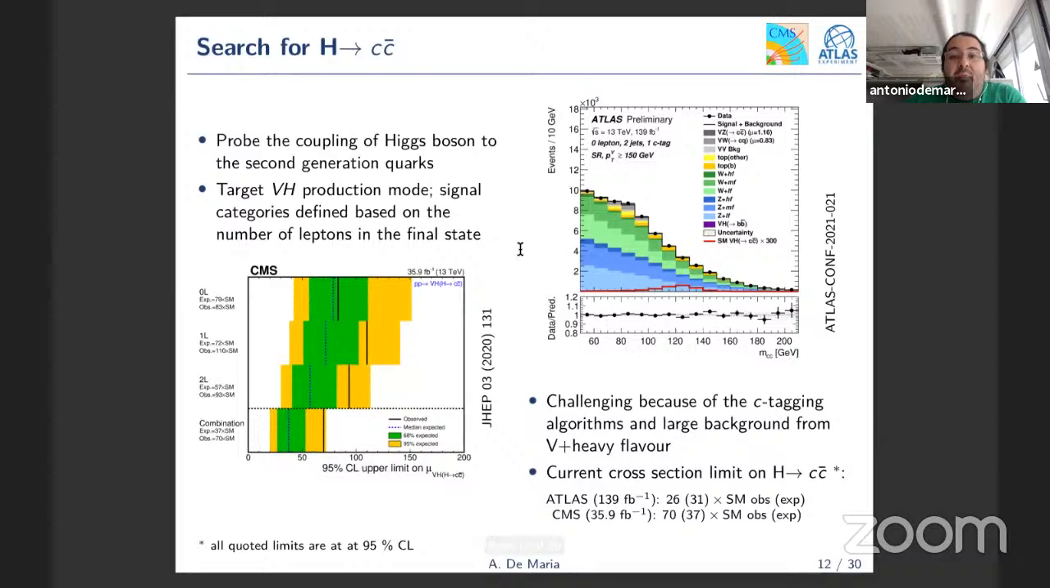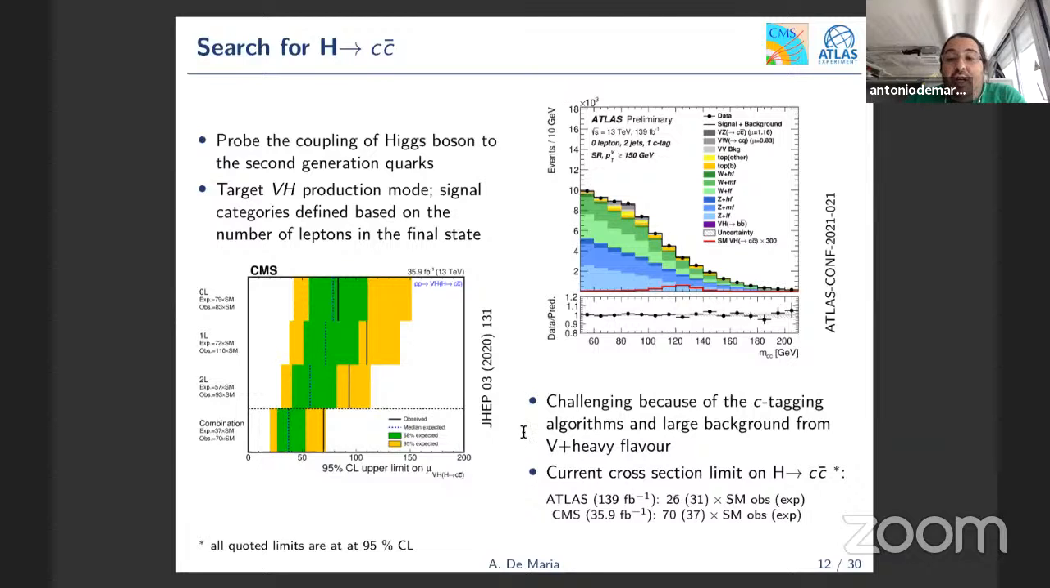Next one, moving from the third generation of quarks and leptons, for which we have already observed these processes, to the next target, which is the coupling to the second generation. So let's start with the Higgs to c cbar. Here we want to probe the coupling of the Higgs with the second generation quark. Even in this case, we are targeting mainly the VH production mode, similarly to what has been reported with the other channel. This is a quite challenging measurement because it's not easy to have a good sample of c-tagged jets and at the same time a really good rejection of the b quark background.